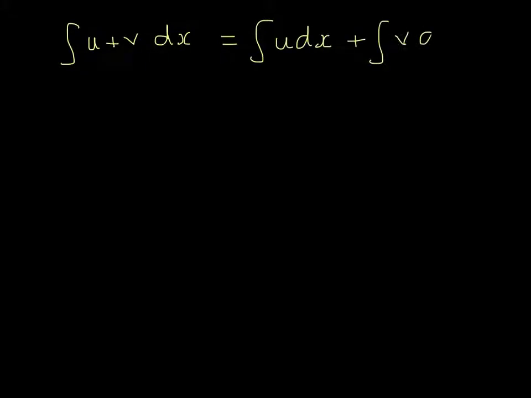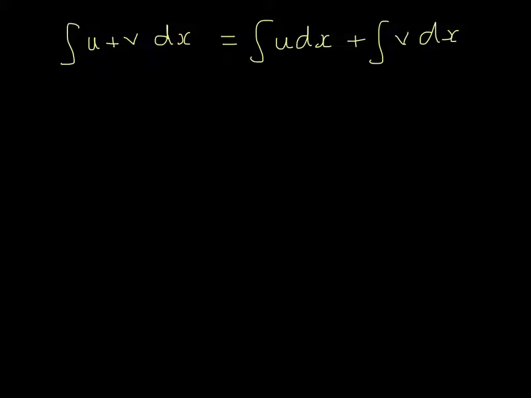So, our first rule is that the integral of u plus v, where u of x and v of x are functions of x, dx is the same as the integral of u dx plus the integral of v dx. So the integral of a sum is the sum of two integrals.